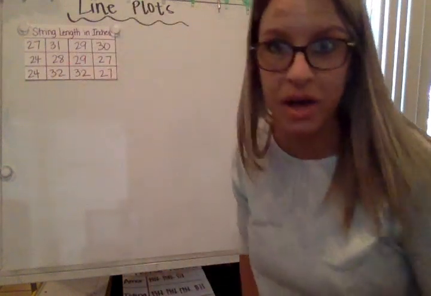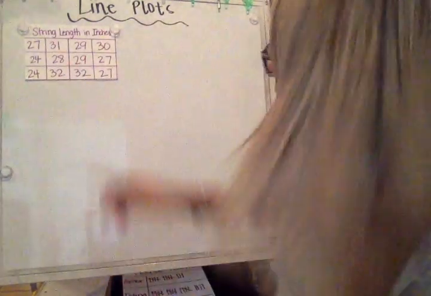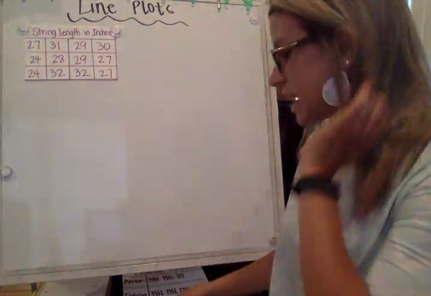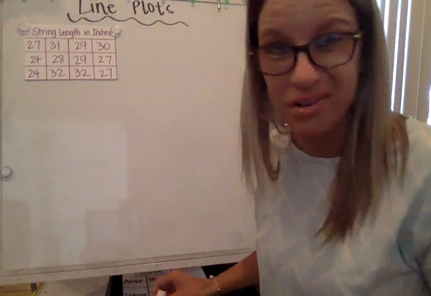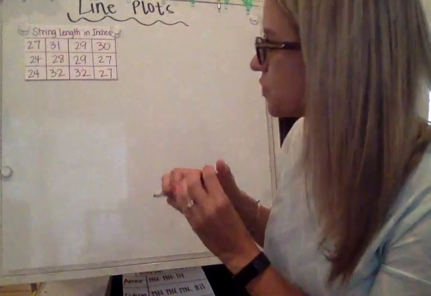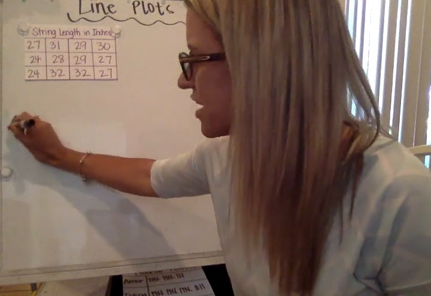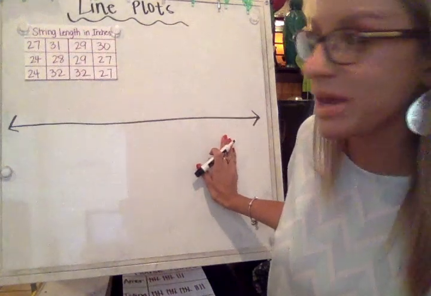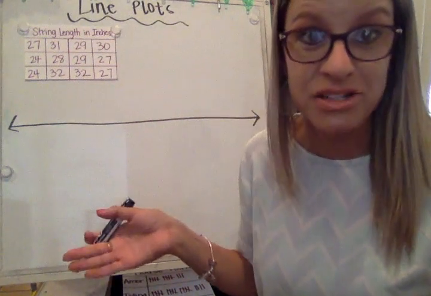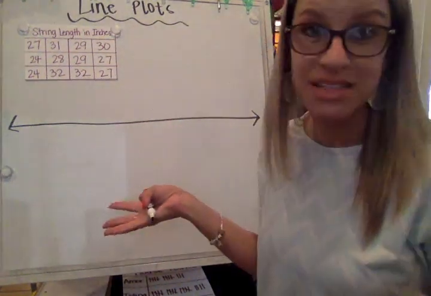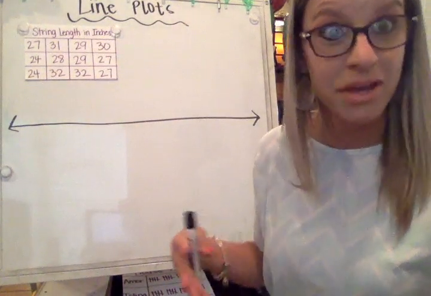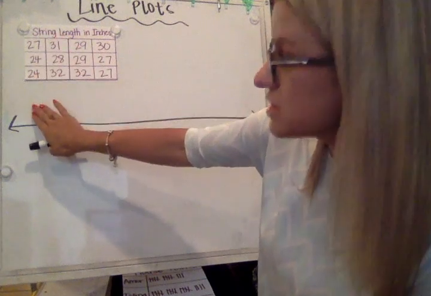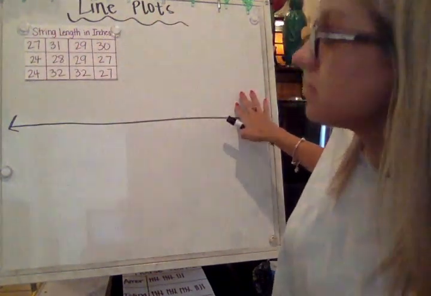So the first one is string length, and it says it's in inches, and you're told make a line plot of this data. So the first step for a line plot is to make the line. So we're going to make an open number line, and then we're going to try to figure out what our start number should be and what our stop number should be. That's called the range of your data. So that's a fancy way to say it. You don't have to necessarily learn that, but you can. So the range, that would be what's the smallest number, and we're going to stop at the largest number.